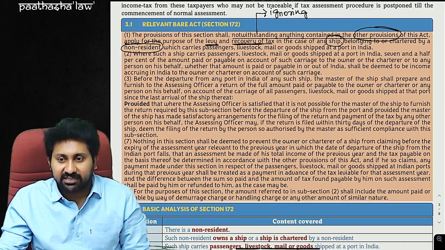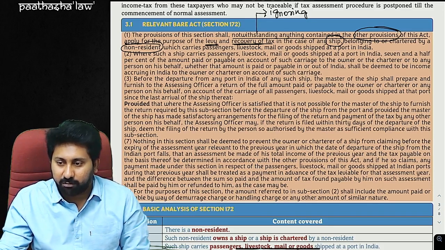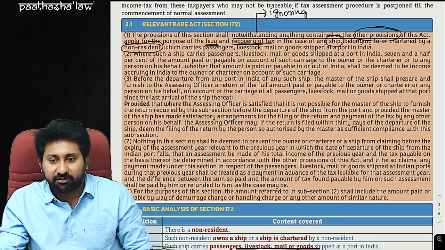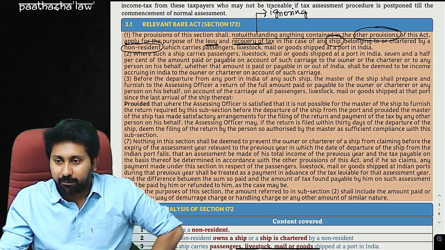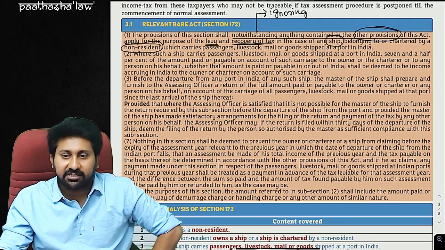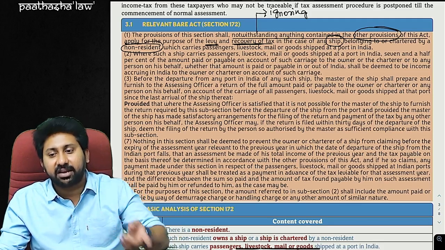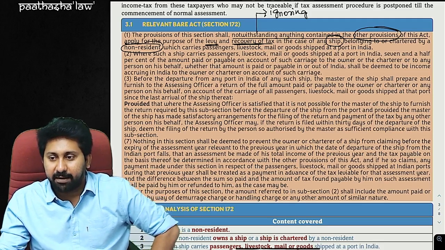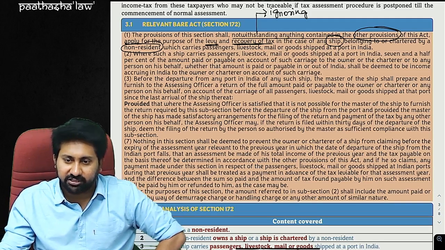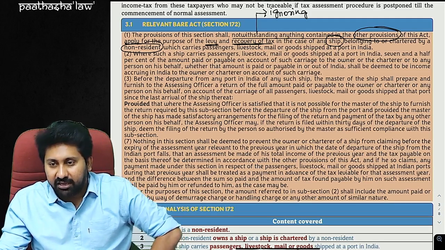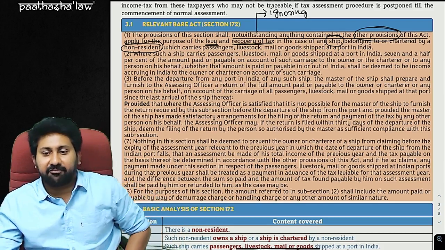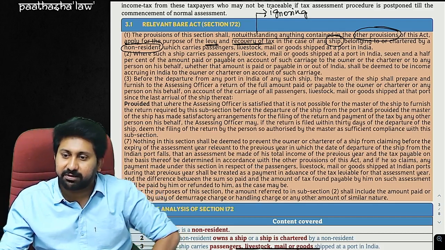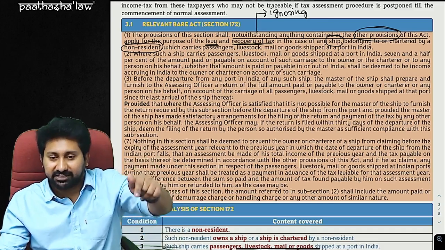Provided that where the assessing officer is satisfied that it is not possible for the master of the ship to furnish the return required by this subsection before the departure of the ship from the port, and provided the master of the ship has made satisfactory arrangement for filing of the return and payment of tax by any other person on his behalf, the assessing officer may, if the return is filed within 30 days of the departure of the ship, deem the filing of return by the person so authorized by the master as sufficient compliance of this subsection.